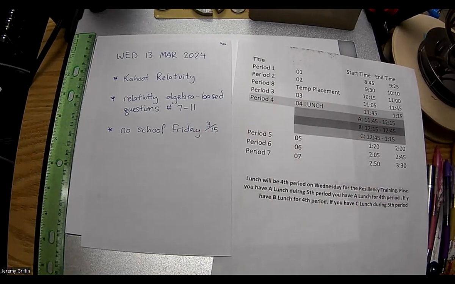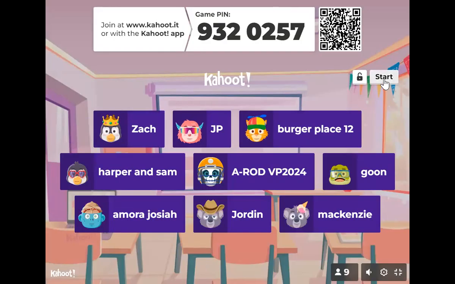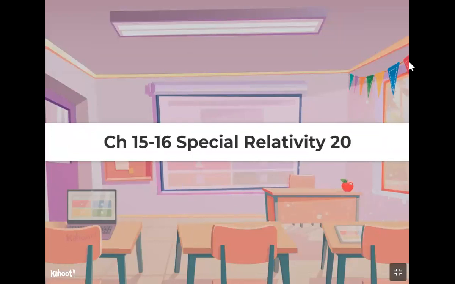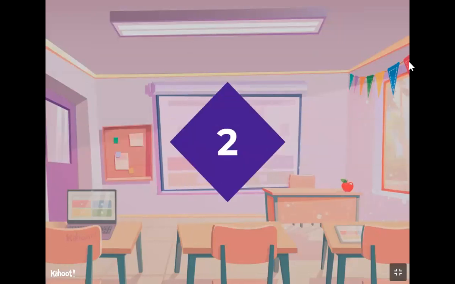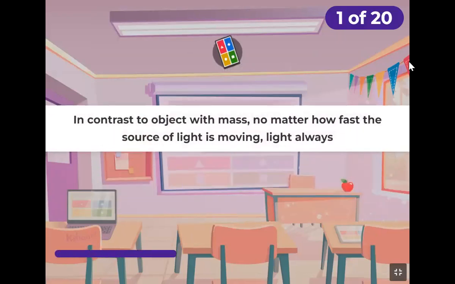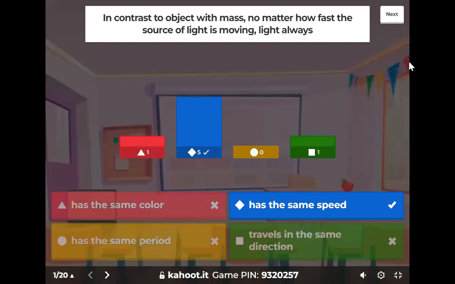All right, let's switch over here to Kahoot. You guys ready for some conceptual questions about relativity? In contrast to an object with mass, no matter how fast the source of light is moving, light always has the same speed.